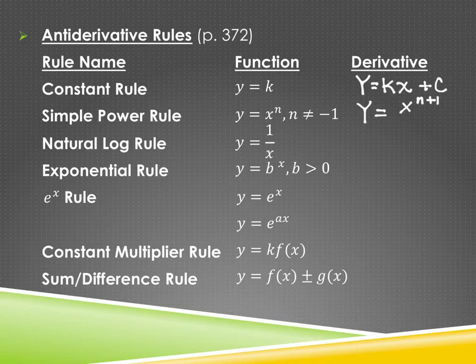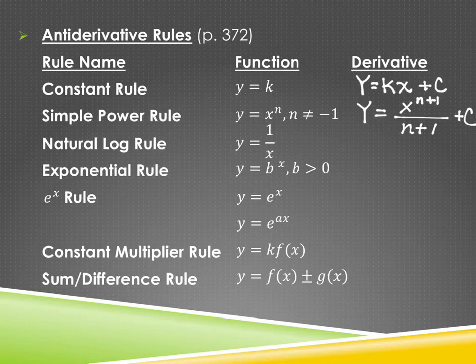Instead of multiplying, we're going to divide. And instead of multiplying by the previous exponent, like we did with our other rule, we're going to divide by our new exponent. So it ends up being n plus 1 that we're dividing by. I need a plus C on the end, but I'd like to talk about this just a little bit more.